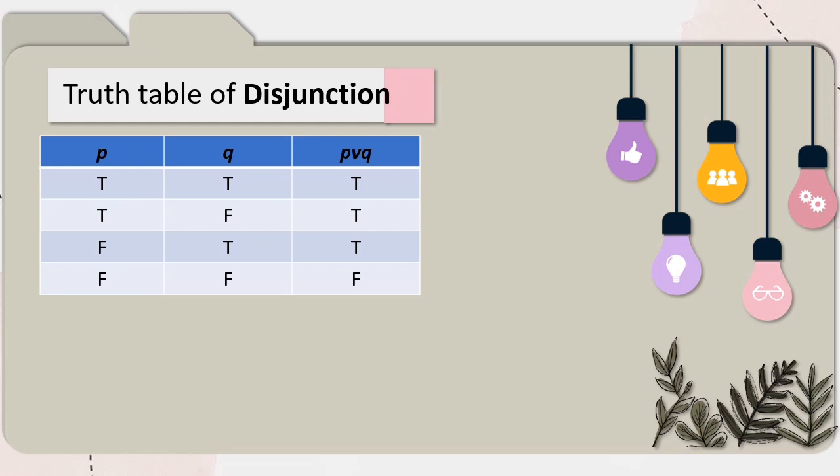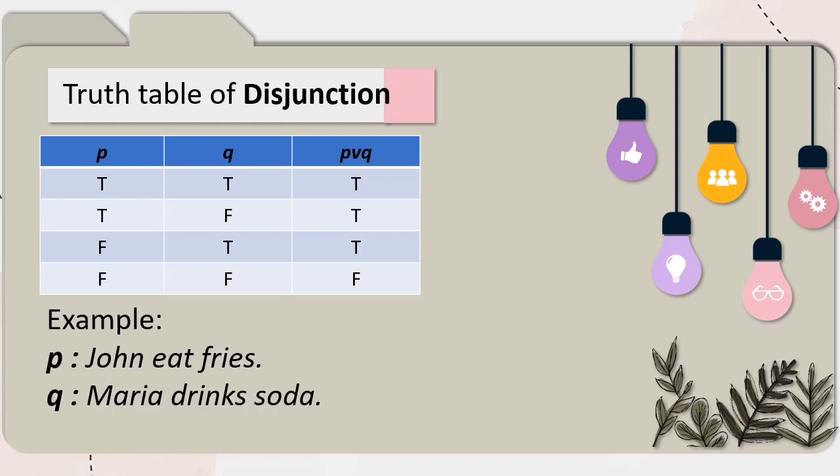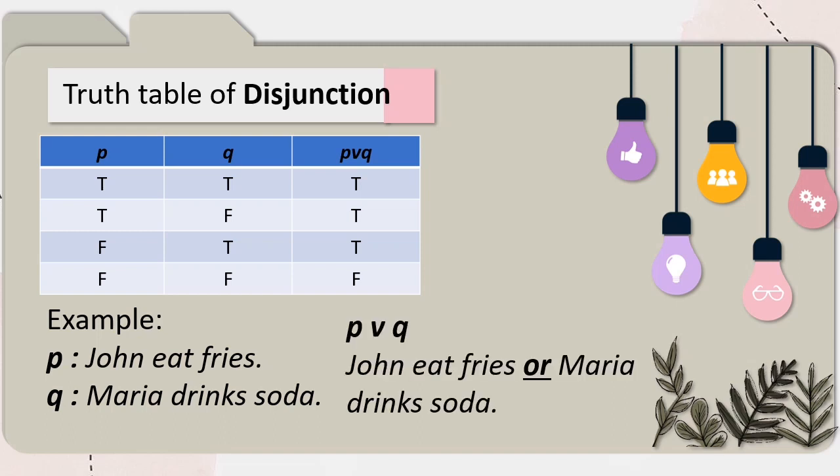So let's have an example. John eats fries is your first statement, and Maria drinks soda is your second statement. In translating the following disjunctive proposition into words, or in combining the two statements, it can be read as John eats fries or Maria drinks soda.